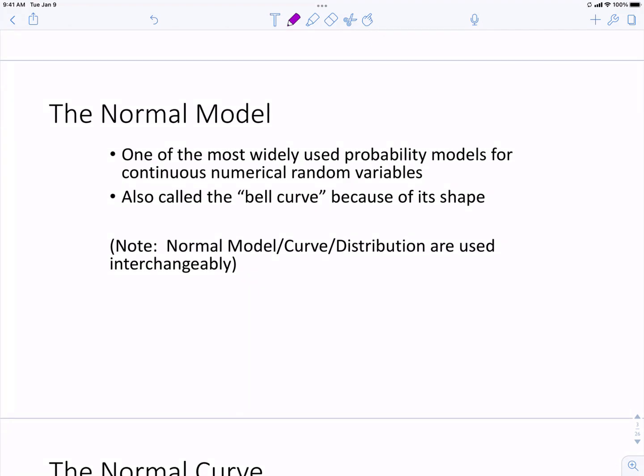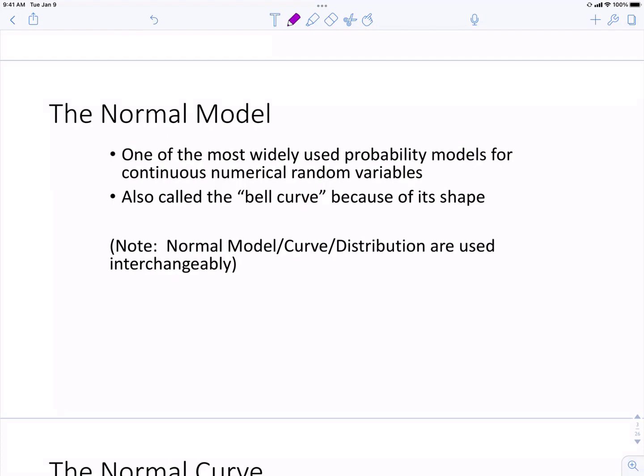Many of you are probably already familiar with the normal distribution or the normal model, because it's one of the most widely used models for continuous numerical random variables. And there's going to be lots of examples in our talk today. It's also sometimes called the bell curve because of its shape. And these words are all used interchangeably in the literature. Normal model, normal curve, normal distribution.